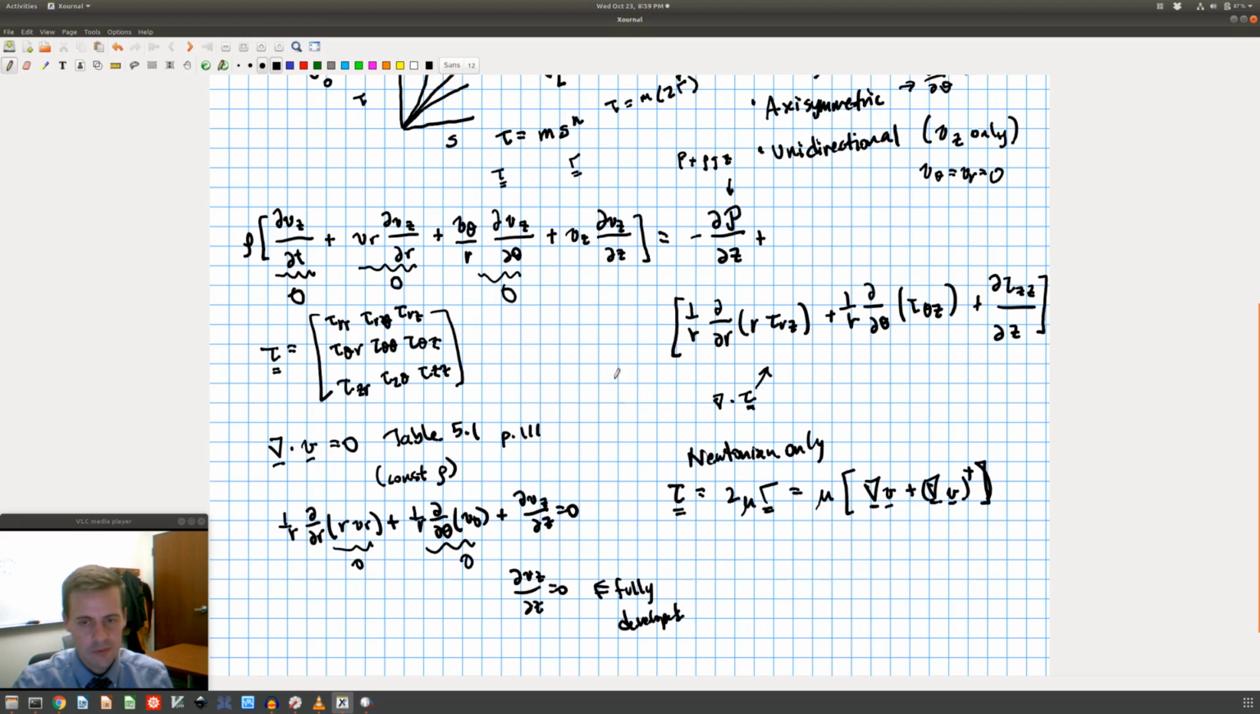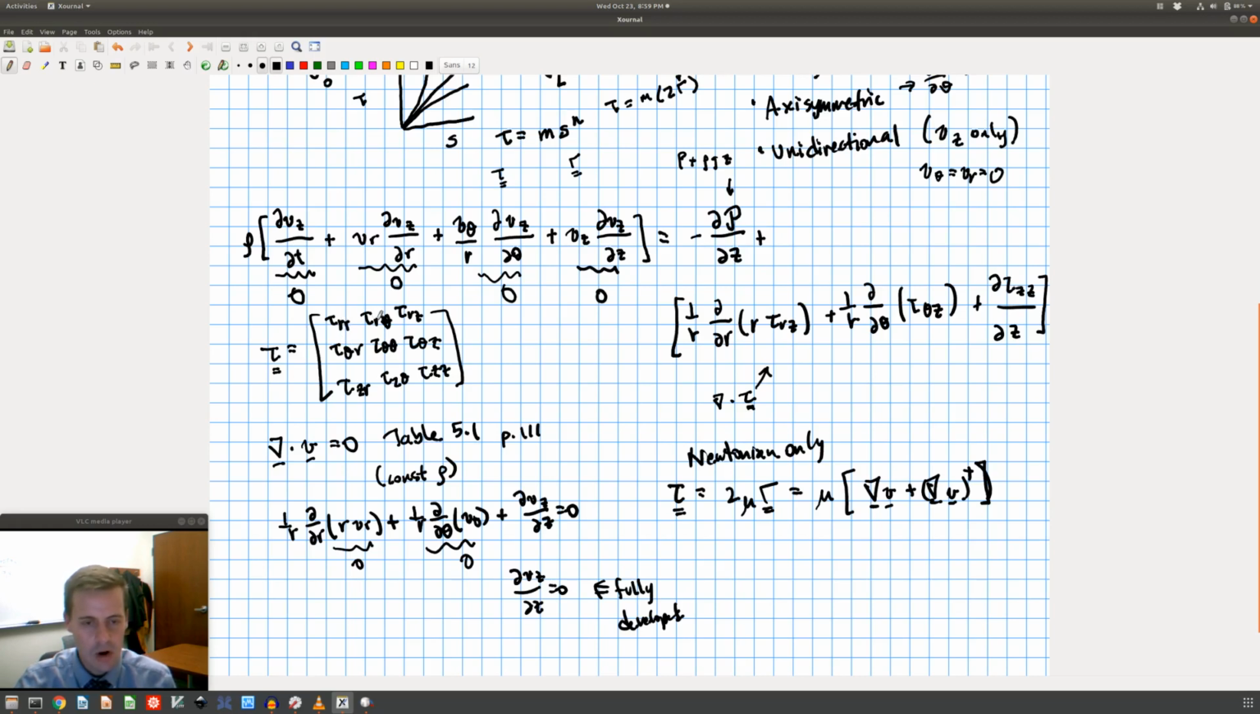Okay, so that's the fully developed assumption. So that means that guy is 0. All right, so everything on the left-hand side is 0, and now I'm stuck with this stuff on the right-hand side, and that's kind of what I've started to sketch out here. So I've got these derivatives of the viscous stress tensor, tau rz, tau theta z, tau zz, and I wrote out my tau right here just so we could remember what it was.